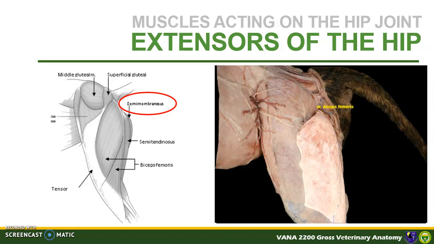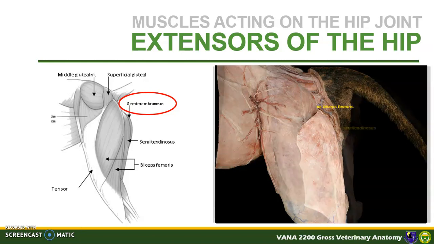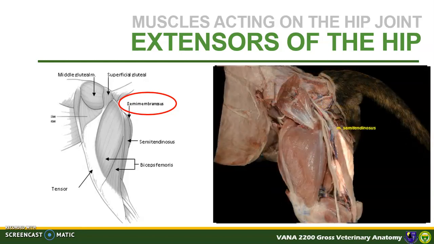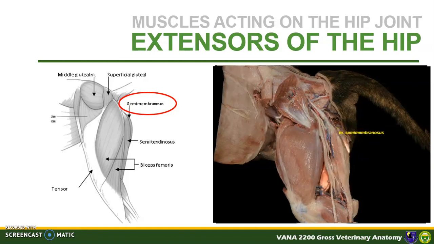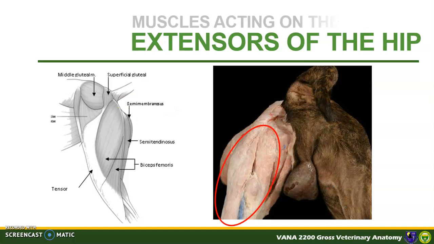To see the other hamstring muscles, we need to remove the biceps femoris. This is the semitendinosus, the middle muscle of the caudal group. On the other hand, this is the semimembranosus, the most medial muscle among the three. Let us have a caudal view of the thigh muscles to visualize the hamstring muscles better.